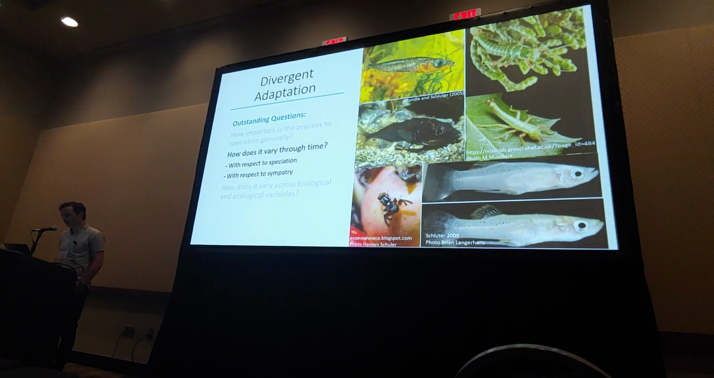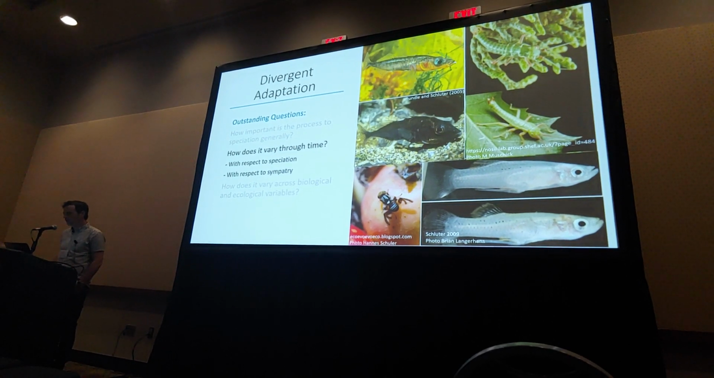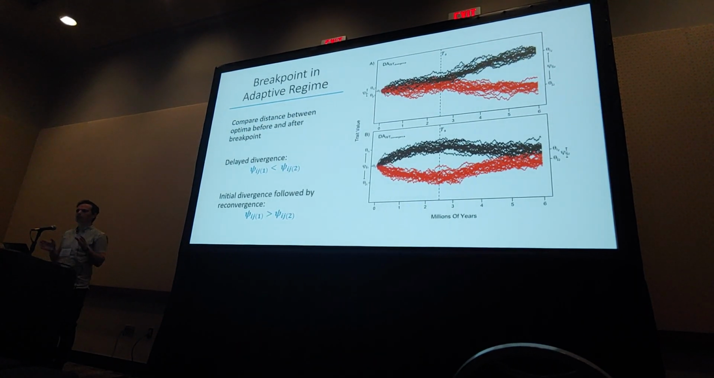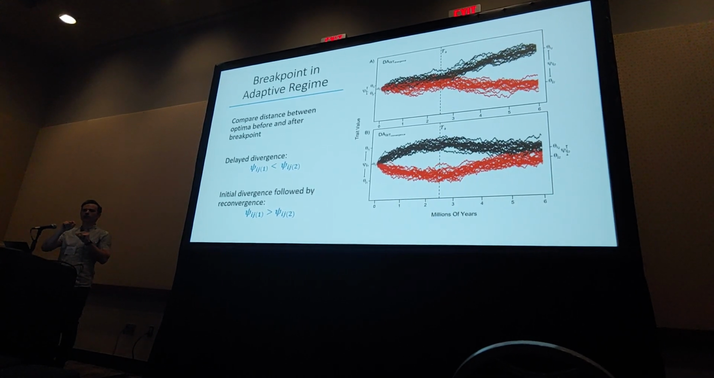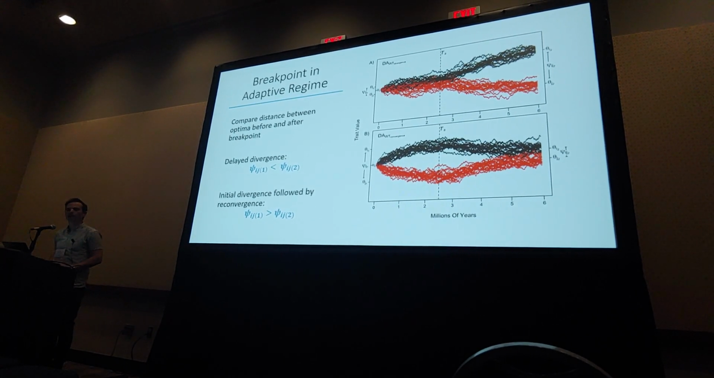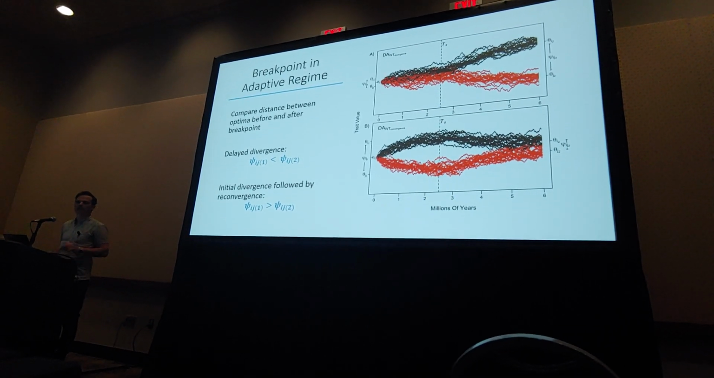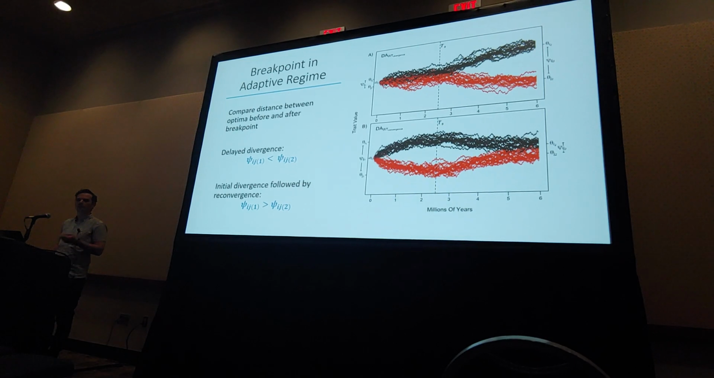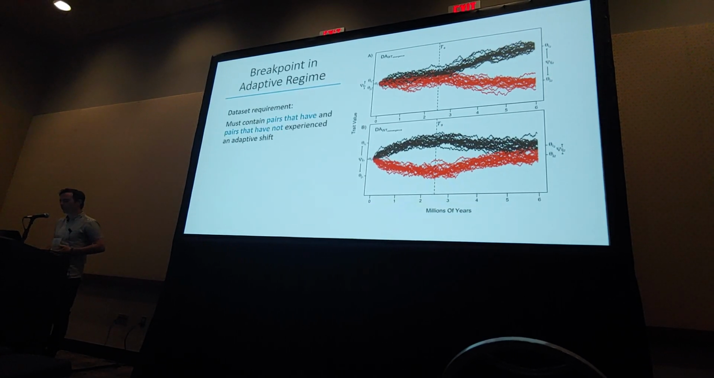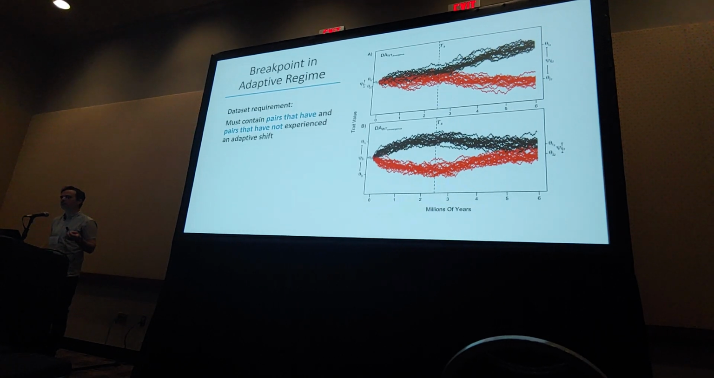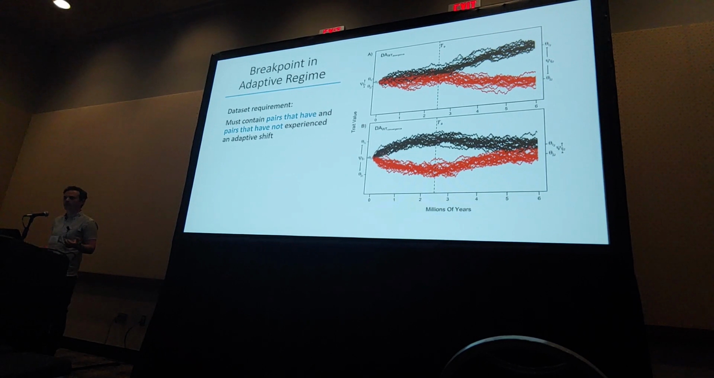There are some exciting extensions to this model. One of them, real quick, is how does it vary through time? You can imagine a lineage undergoes an adaptive shift at some point in its history. That changes the relative distance between optima. We can model that as a breakpoint. The key question becomes whether the distance between optima before the breakpoint is greater or less than the distance between optima after. A quick note on this is that when you're doing this, you need a data set that contains both pairs that have and pairs that have not experienced that shift in order to accurately estimate it.